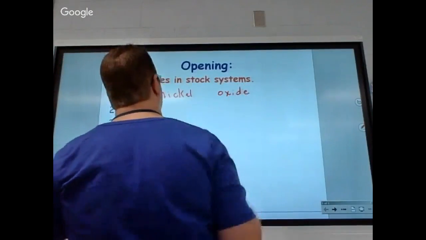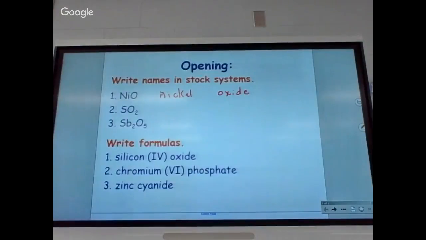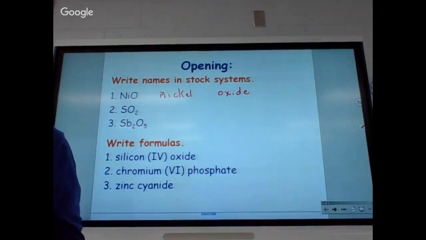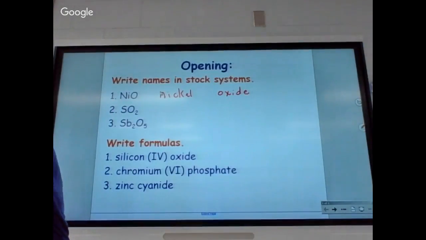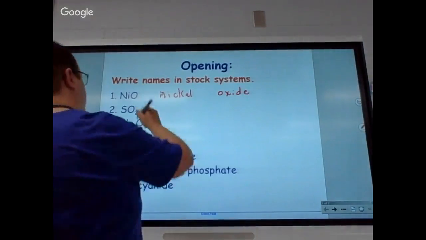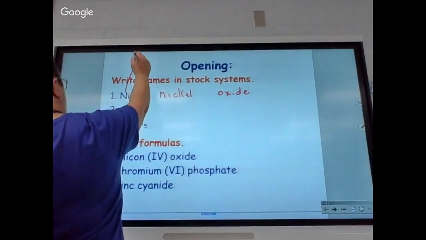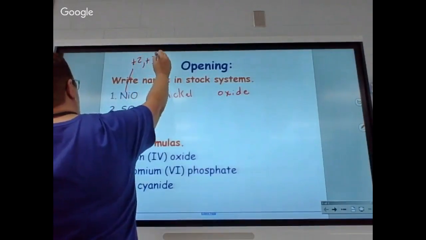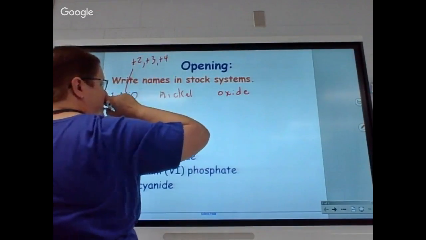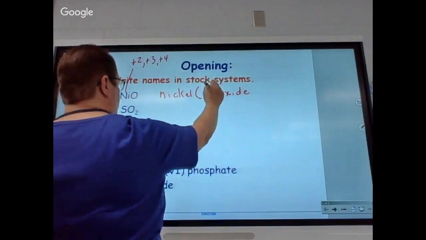All right. I hear nickel, I hear oxide, and I heard a 2. Why do we say 2? Does it need a Roman number? Yes. If you look up nickel on the oxidation sheet, it had +2, +3, and +4 if memory serves. So that tells us we definitely need a Roman number right there.